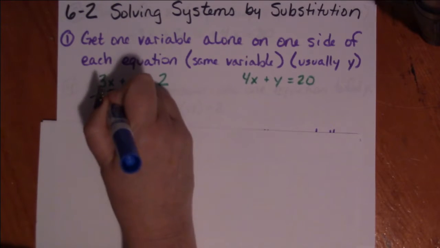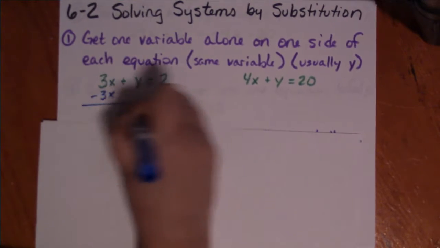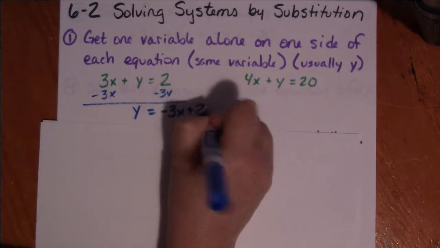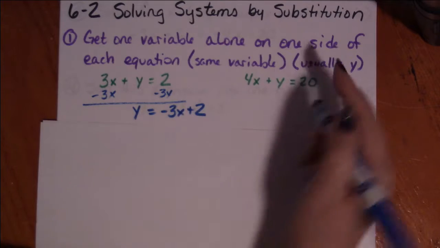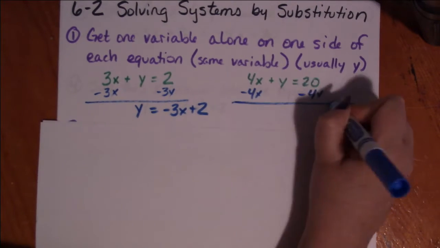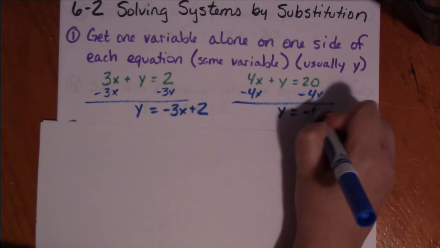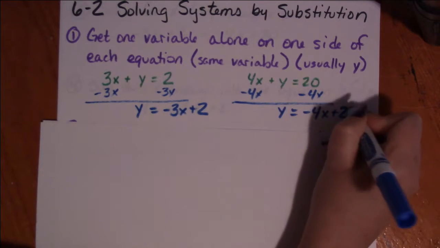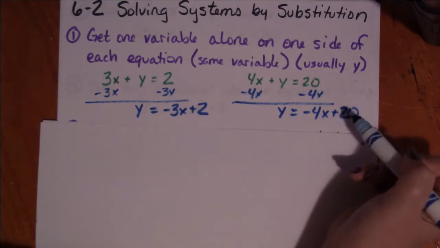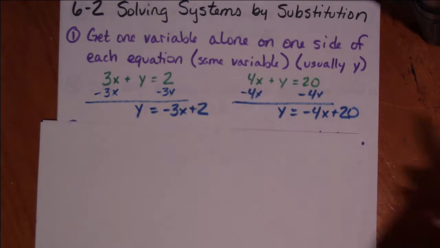So I'm going to say minus 3x, and I'm going to have y equals negative 3x plus 2, so it's in y-intercept form. Here I'm going to say minus 4x, and y equals negative 4x plus 20. So we've gotten the same variable alone on one side of each of the equations.